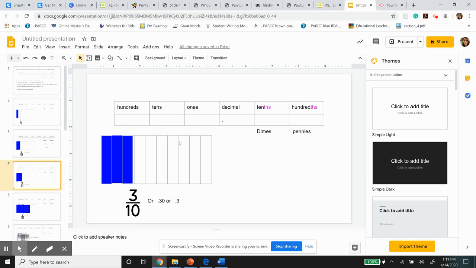All right, so let's look at the next one. So again, we have a 10th picture. There's 10 spots, 3 are colored in, right? So we could say 3/10.